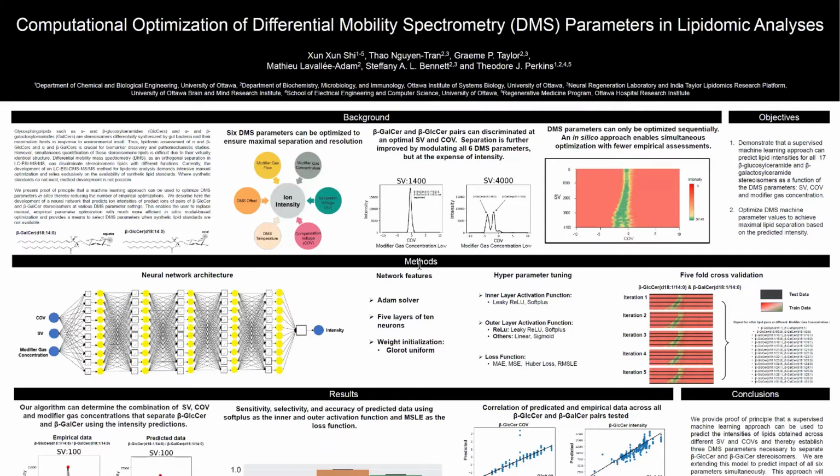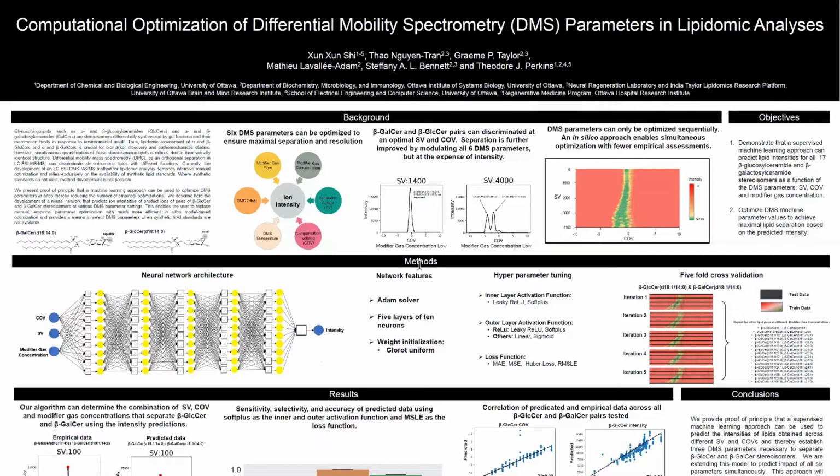To determine this SV-COV combination, a labor-intensive set of experiments must be performed wherein COV is ramped at each target SV to empirically determine which combination separates glucosylceramides from galactosylceramides. Note these values are specific to each pair of stereoisomers and thus must be determined empirically for each molecular species a user chooses to analyze. This requires the user to have access to all necessary standards.